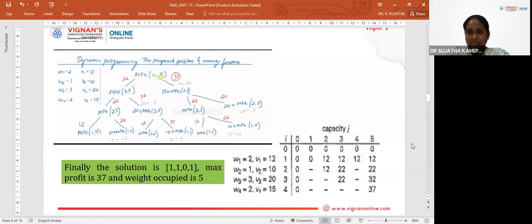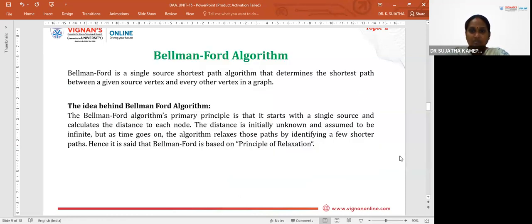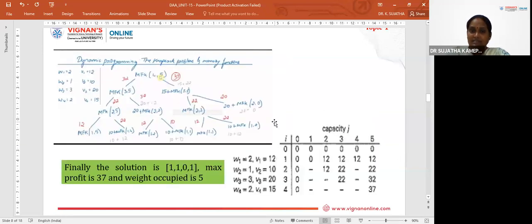I hope that you all understood the solving of this knapsack problem using the general dynamic programming method as well as using the memory functions method. Try to solve one more problem, then you will be well versed with both the methods. Thank you for listening. Thank you.